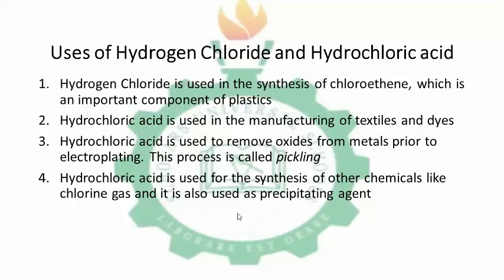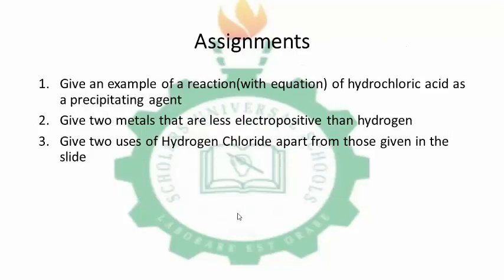Now hydrochloric acid can also be used to synthesize other chemicals like chlorine gas in the laboratory, and it is also used as a precipitating agent as we've discussed before in the chemical properties of hydrochloric acid. Now we've come to the end of hydrogen chloride, and here is the assignment for today's lecture.